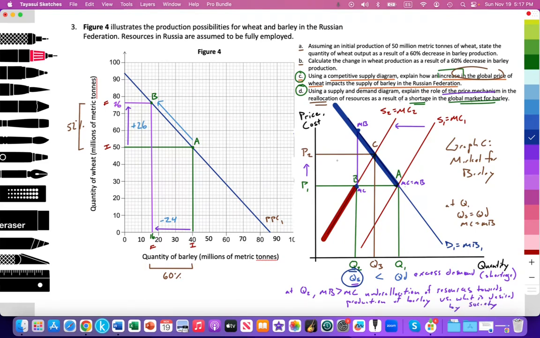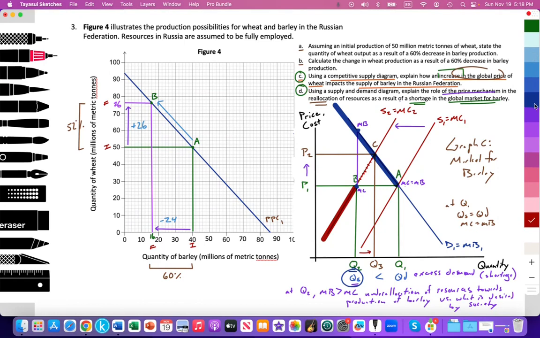So the price mechanism takes effect. Price begins to rise as a result of that shortage from P1 to P2, and that's going to cause the quantity of supply to increase along the S2 curve. Farmers will begin to allocate more resources towards barley production and increase production from point B to C, or from Q2 to Q3.